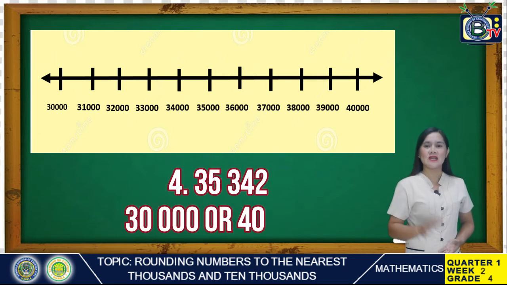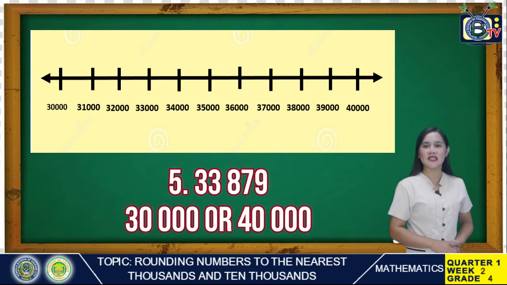Number 4, 35,342 is nearer to 30,000 or 40,000? And last, number 5, 33,879 is nearer to 30,000 or 40,000?